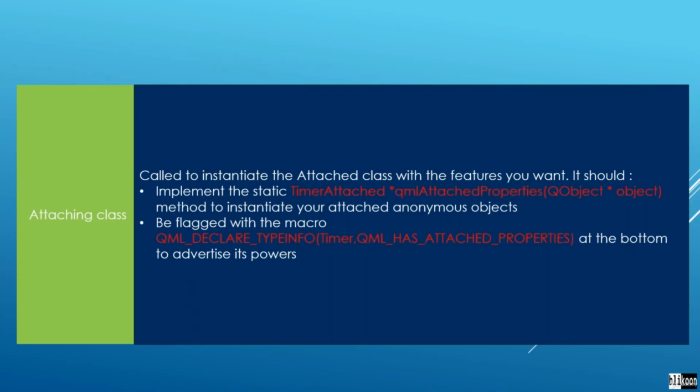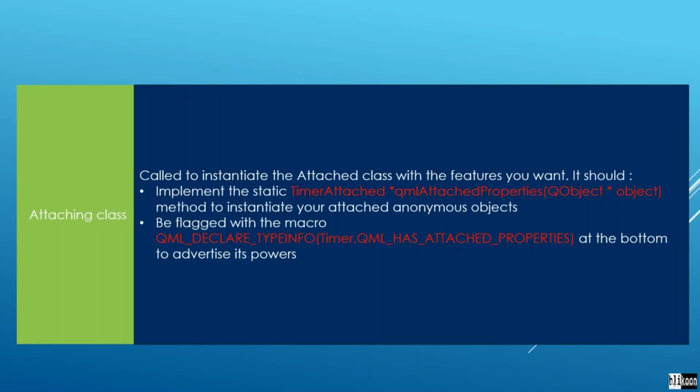So what class does the user see? They see the attaching class. The attaching class is called to instantiate the attached class, which is the bulk of the features that we want to add to the other QML elements. It really has two requirements. It has to provide the qmlAttachedProperties method, and at the bottom, it has to provide this macro here, passing the name of the class in the first parameter and passing QML_HAS_ATTACHED_PROPERTIES in the second parameter here. You're going to see exactly how this works.